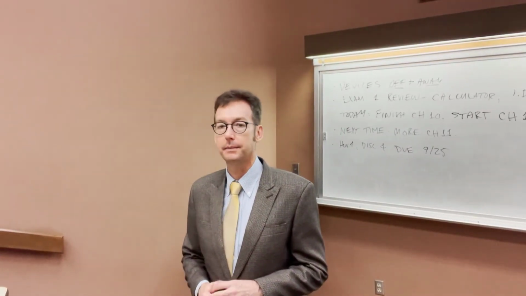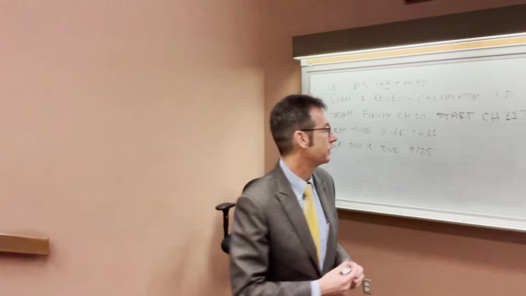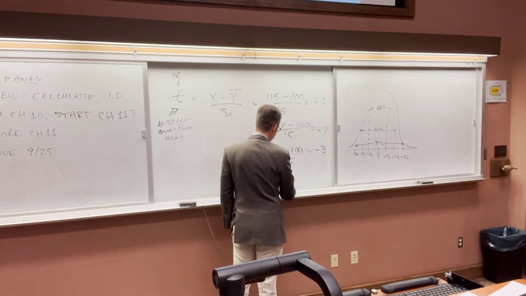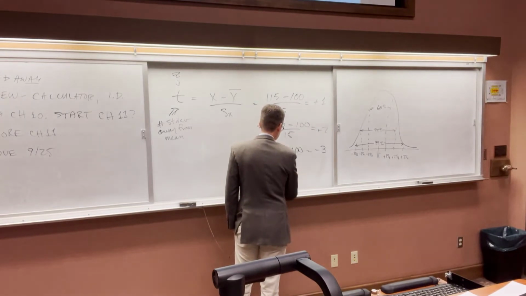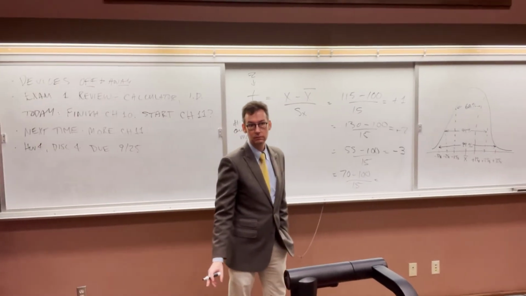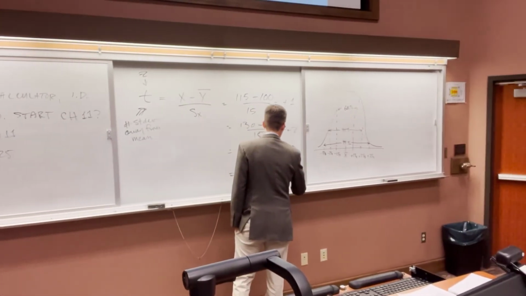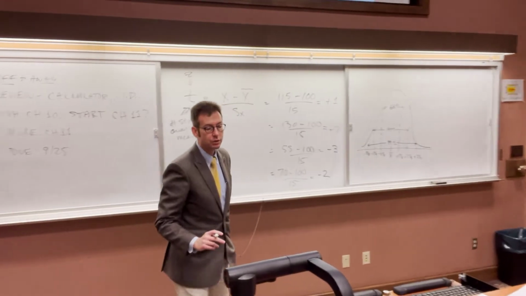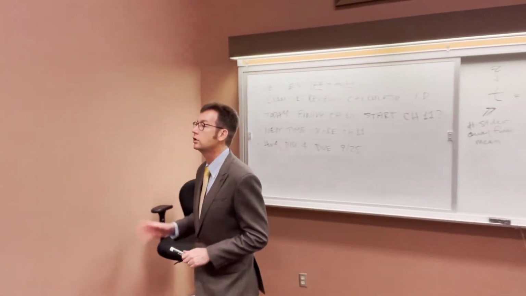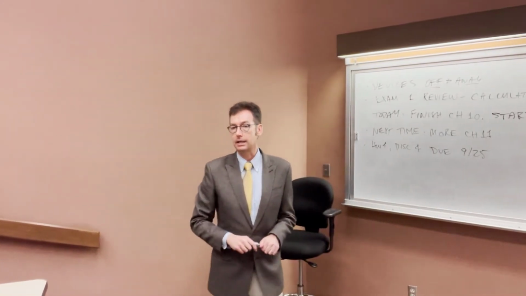What if I ask you, what are the chances that someone's IQ is higher than 70? How would you go about that? So first of all, are you sure it's negative 1? Oh wait, sorry, 70 is 2. Yep, minus 2. Okay, so we know we're 2 standard deviations below the mean, and I'm asking you, what's the probability that their IQ is higher than that?